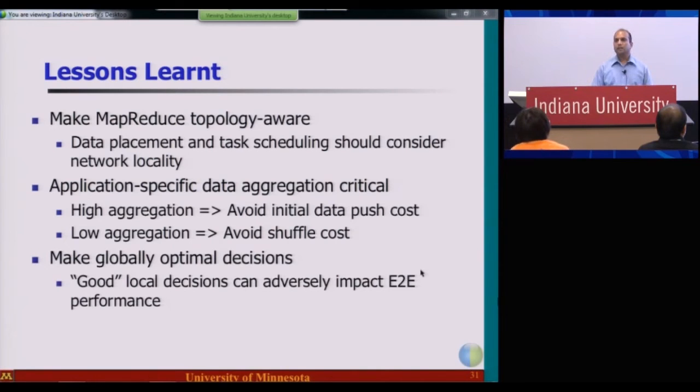And then finally, you want to make globally end-to-end optimal decisions instead of just trying to optimize some phases in the execution. As we'll see later, if you just try to optimize, say, the push operation or just the shuffle operation, that may actually not give you the benefit because there is dependency across the different phases of the computation.